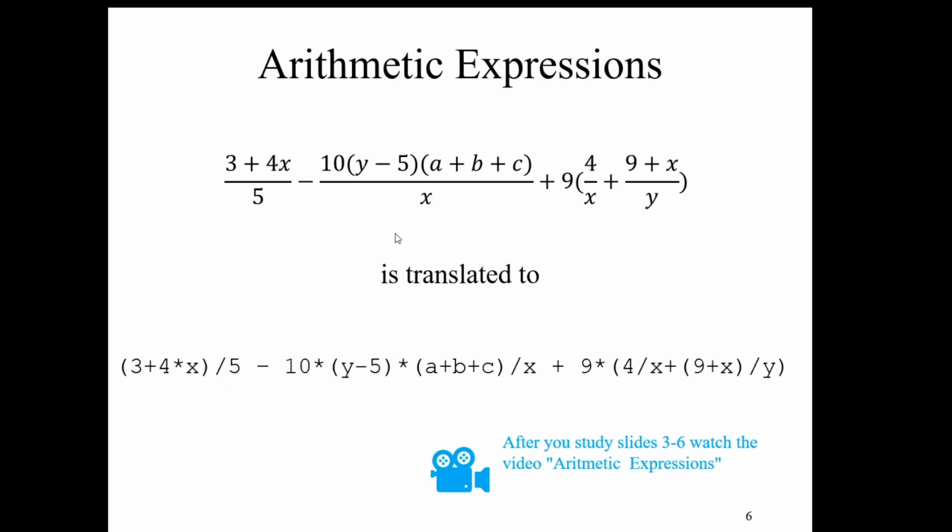And then the second part of this arithmetic expression is subtracted from the first term. So there's a subtraction sign here, and then we write the second part of the expression. And then we add the third part of the expression, which is 9 times 4 over x plus 9 plus x divided by y. So the most important thing you have to think about when you are writing an arithmetic expression in Java is what the order of the operations is.